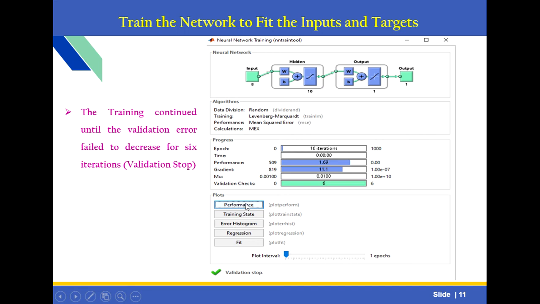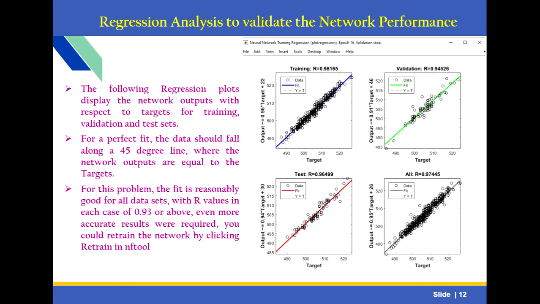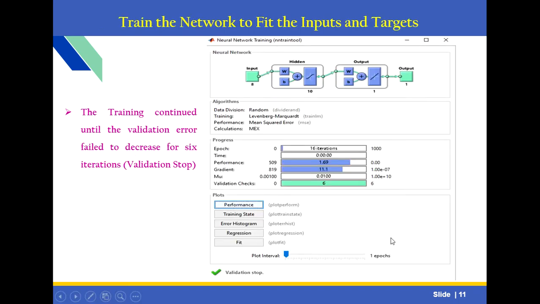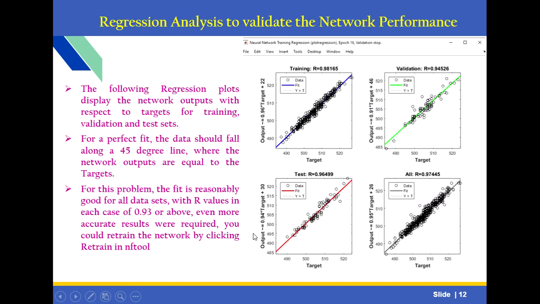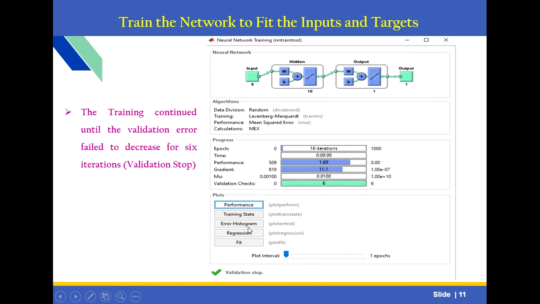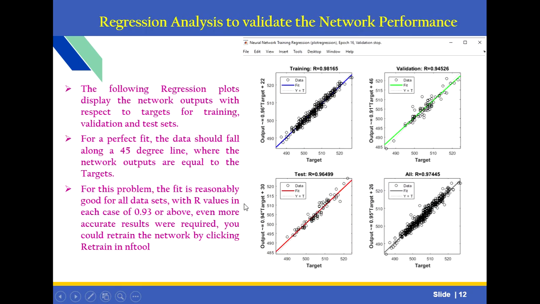Here are the performance of this neural network, the training state of the neural network, and the error histogram, regression and fit plots, which are available to check and evaluate the feed forward neural network fitting problem of the networks. Then we will get the regression analysis. If you click on this regression, after successful validation, you will get this type of output. This is a regression analysis type.